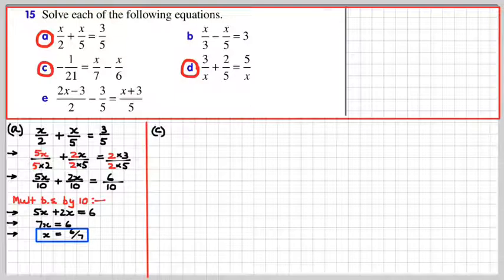Good. Here's C. Now, this one's just a little bit difficult. What's the lowest common multiple of them? I think it's 42, don't you? I think it's 42. So we've got to make all those fractions over 42, do we? Or don't we?